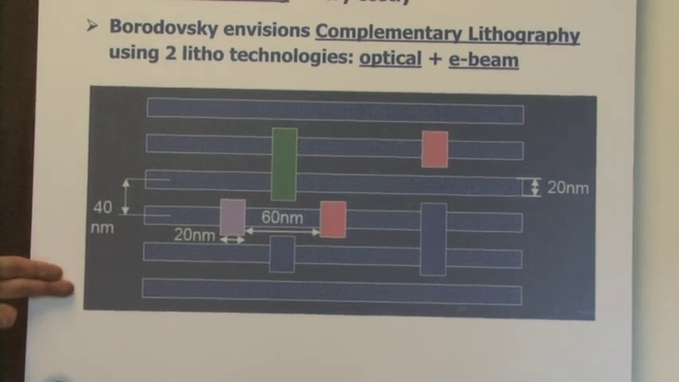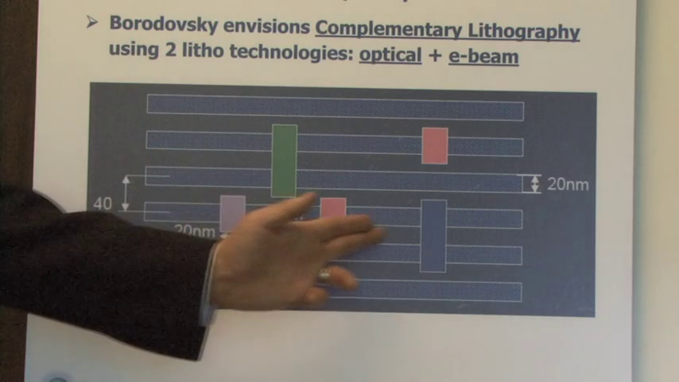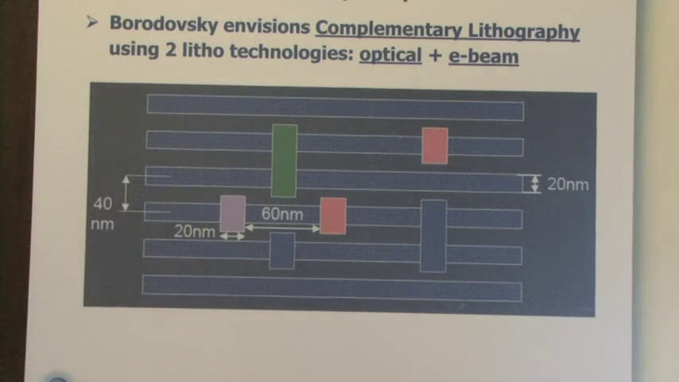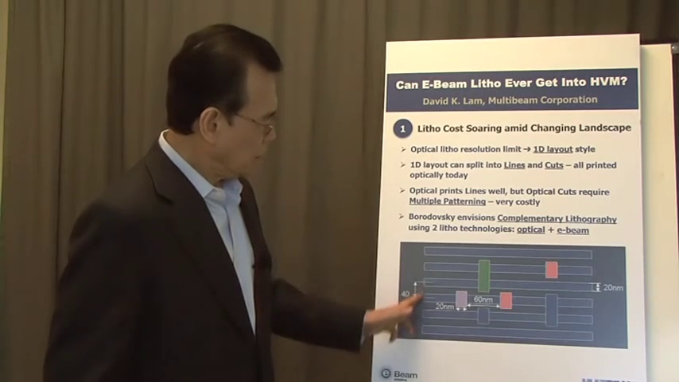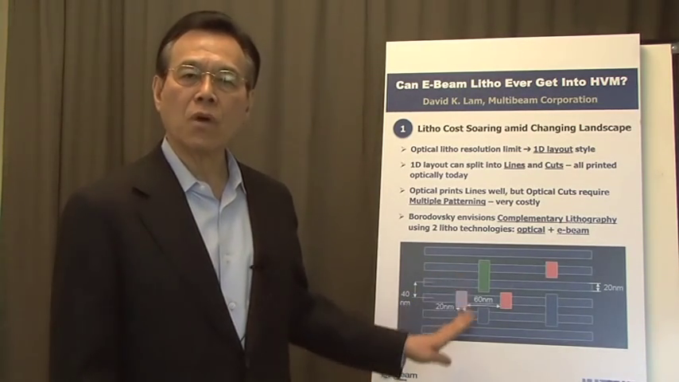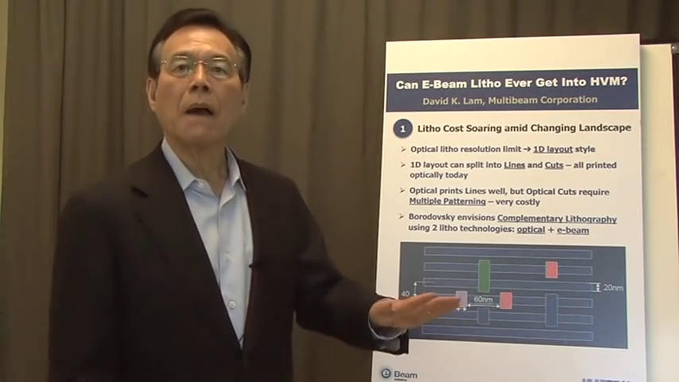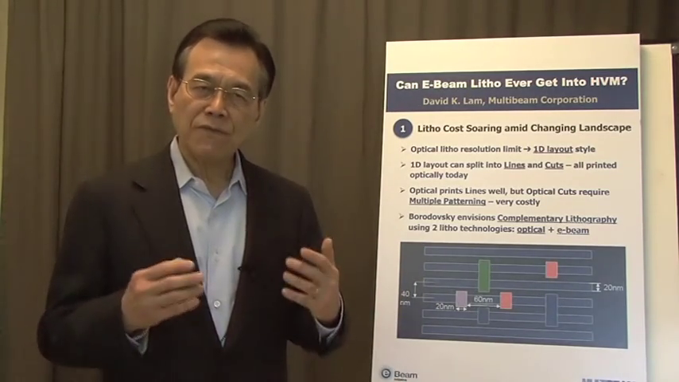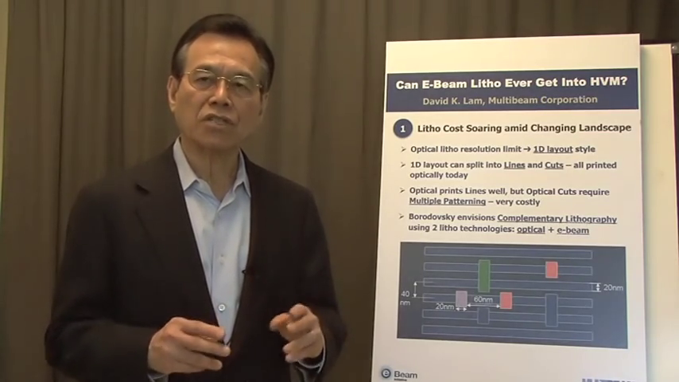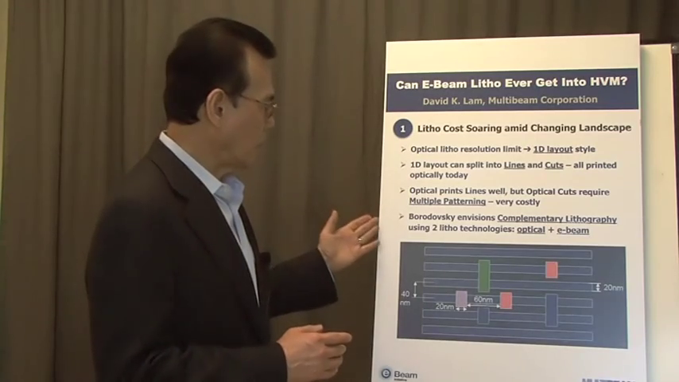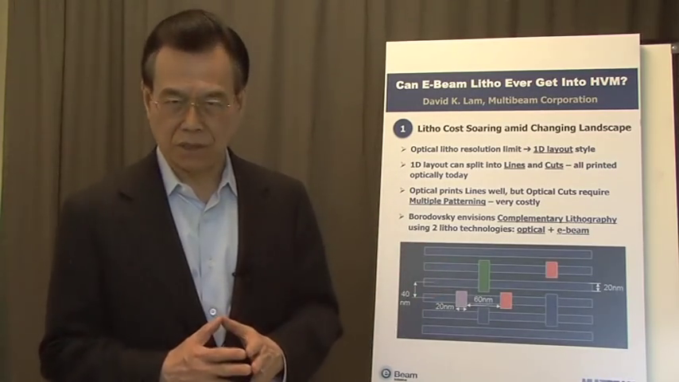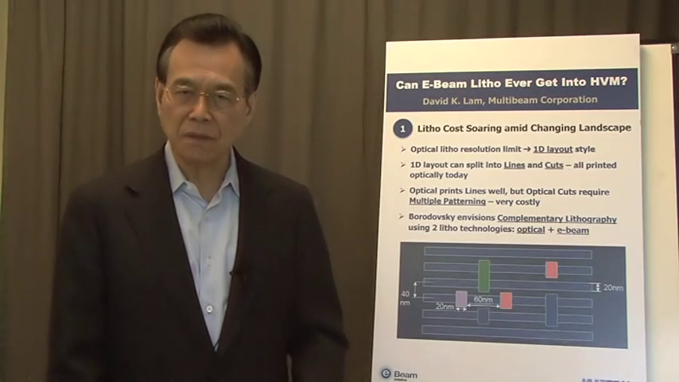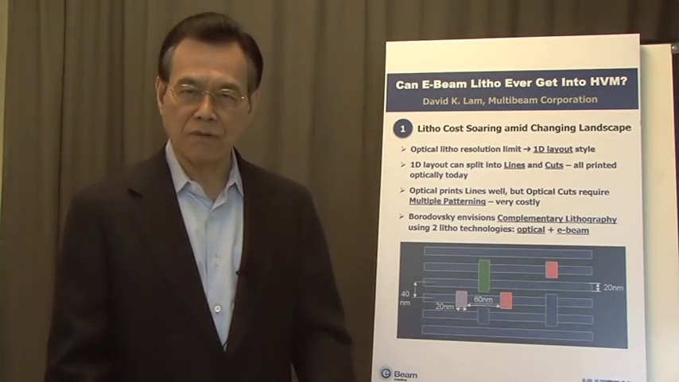Yan Borodovsky of Intel famously presented this graph, showing the unidirectional lines as well as the cuts in order to make integrated circuits. With this example, he showed that it will require 4 masks in 4 patterning steps. And that is something that would be very costly. Borodovsky envisions that 2 lithography technologies could work hand in hand and solve the problem, producing the patterns at lower cost. He also suggests that eBeam direct write could do the cutting of the lines printed optically and thereby complement optical lithography.